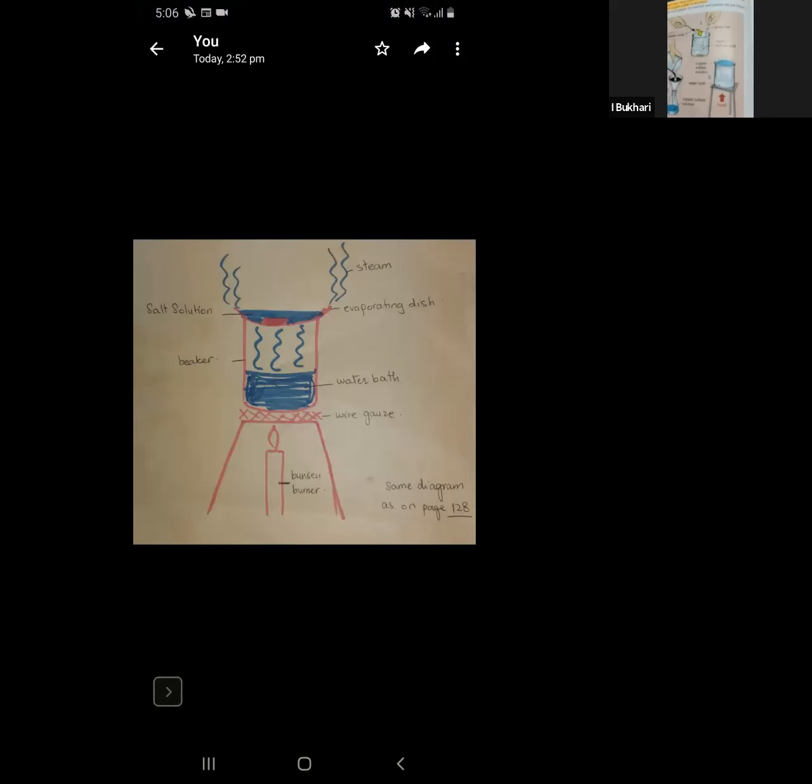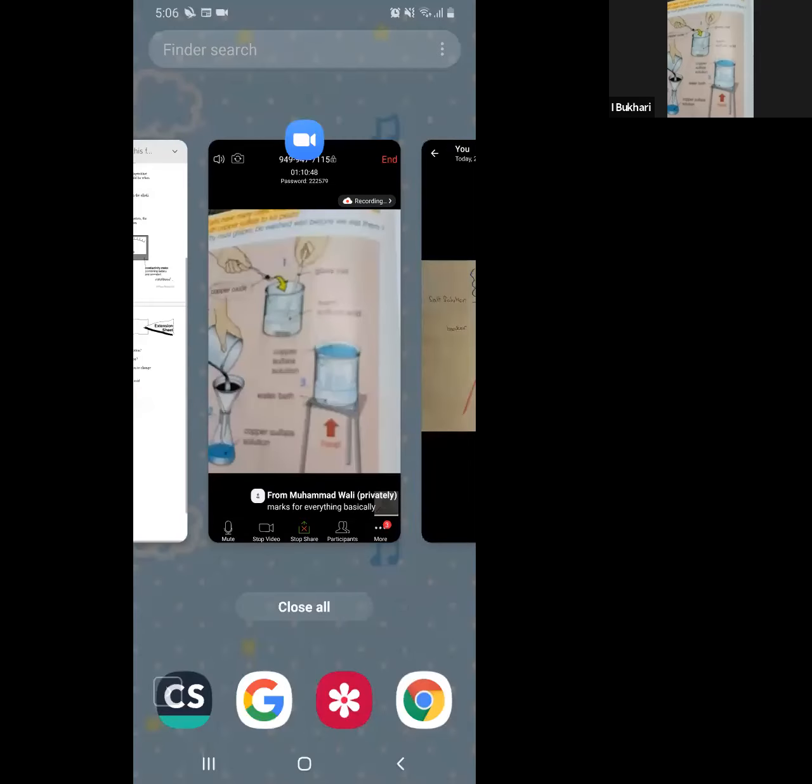Oh, I forgot to label the tripod stand, by the way. You should label the tripod stand and the wire gauze. Okay, beaker. This is my beaker. And this is the water bath. And then the steam is coming out. Okay, and there's this evaporating dish and salt solution. Okay, this is your diagram.